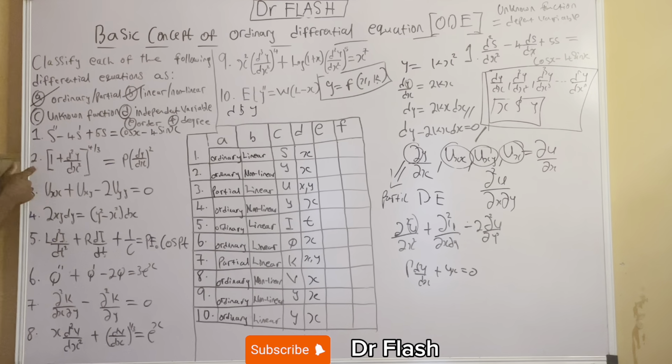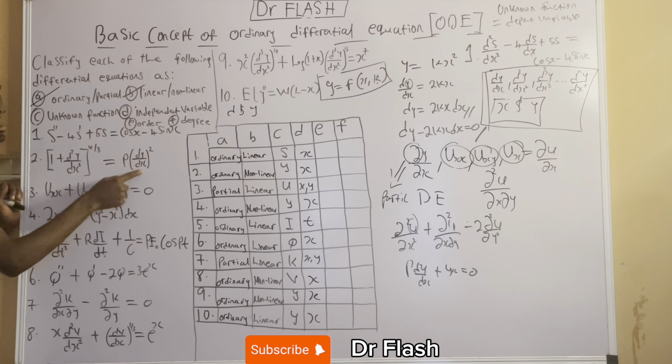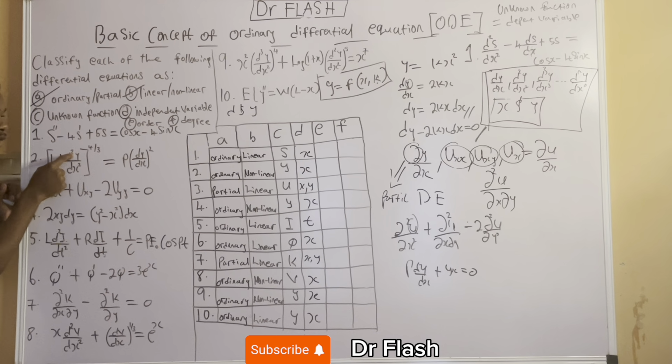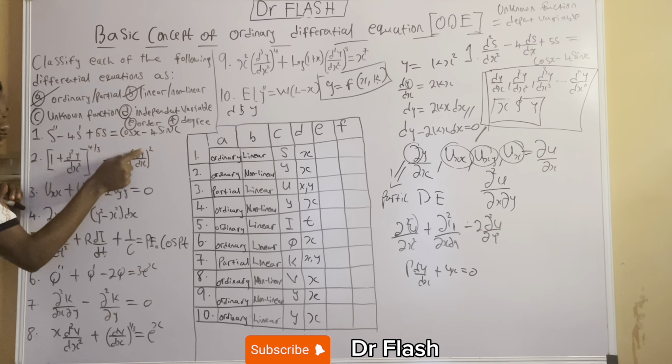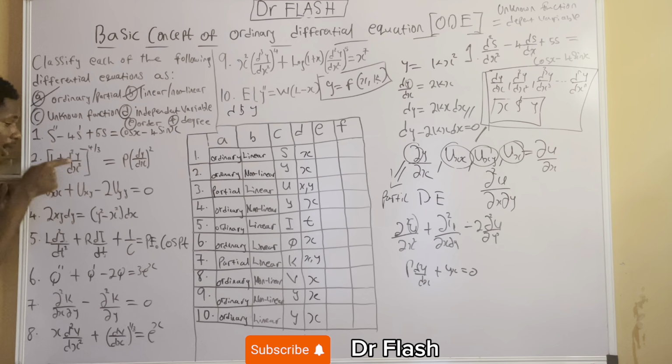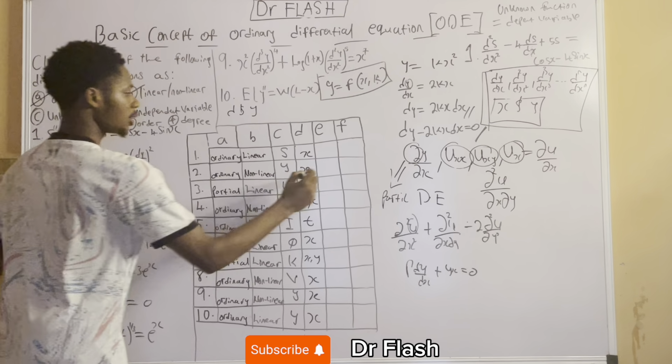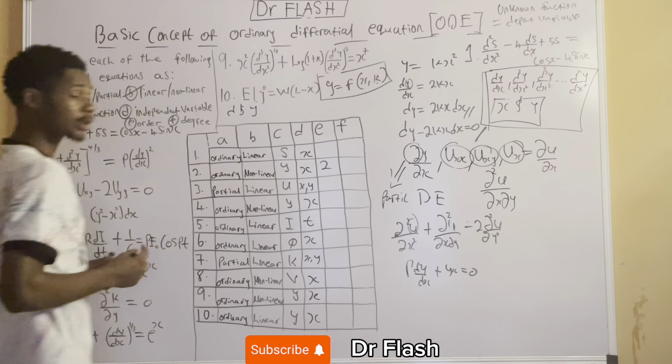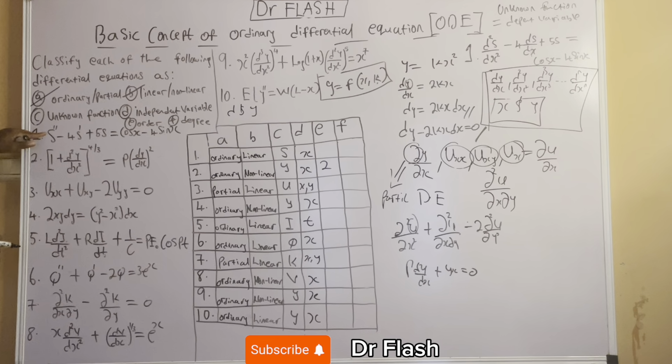Now come to this example. We're having d2y over dx squared, and we're having dy over dx squared. The number between d and y here is 2. The number between d and y here is an invisible 1. Which one is bigger? This one is bigger, right? So the order of this differential equation, question 2, is 2. I'm just going to write it here before I forget. So for question 2, the order is 2.